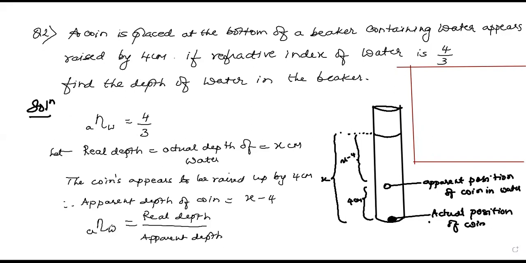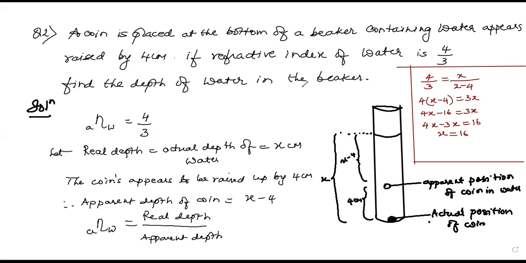So real depth upon apparent depth. The refractive index of water with respect to air is 4 upon 3. So 4 upon 3 equals real depth x upon apparent depth x minus 4. Now what will happen? Cross multiply: 4 into x minus 4 is equal to 3x. So 4x minus 16 is equal to 3x, so 4x minus 3x is equal to 16. So x equals 16. Got it?